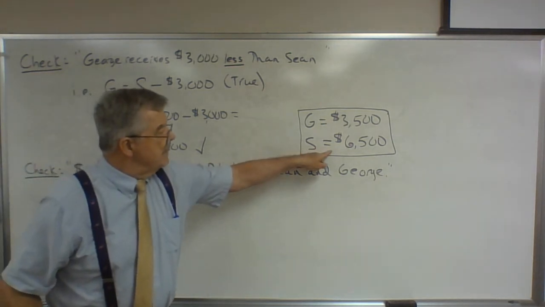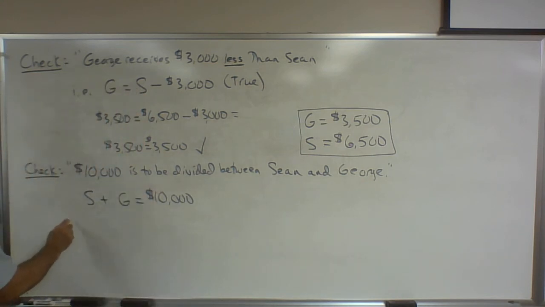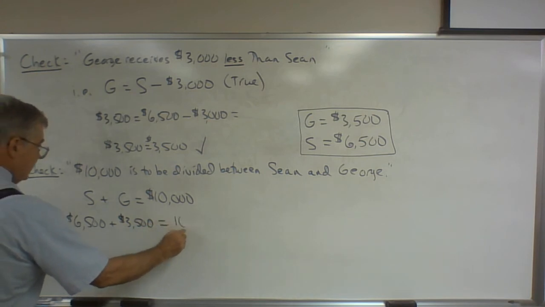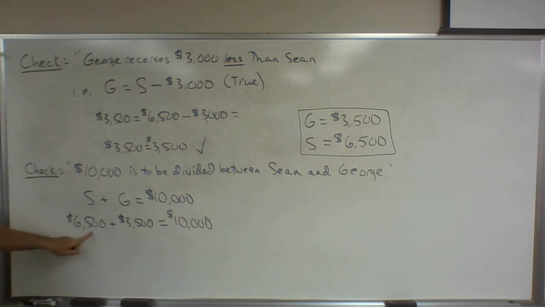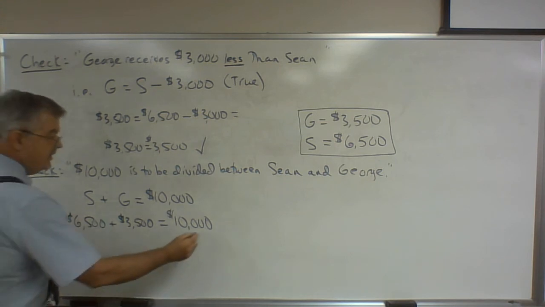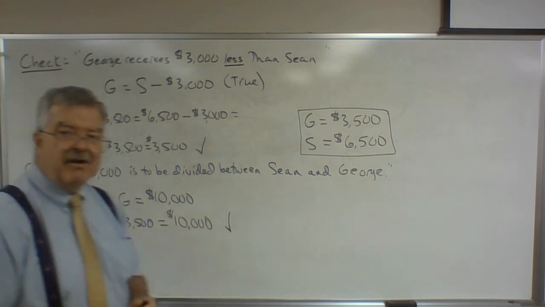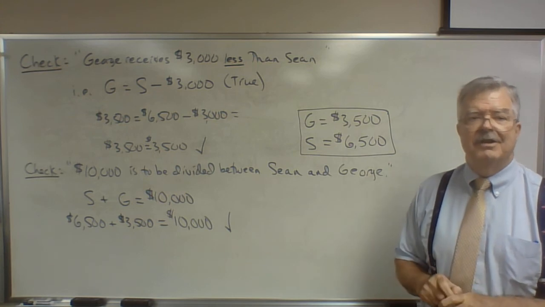Let's plug in 6,500 for Sean and 3,500 for George. $6,500 plus $3,500 equals $10,000. Check. Okay. We checked our answer. It works. Now we've solved the problem.